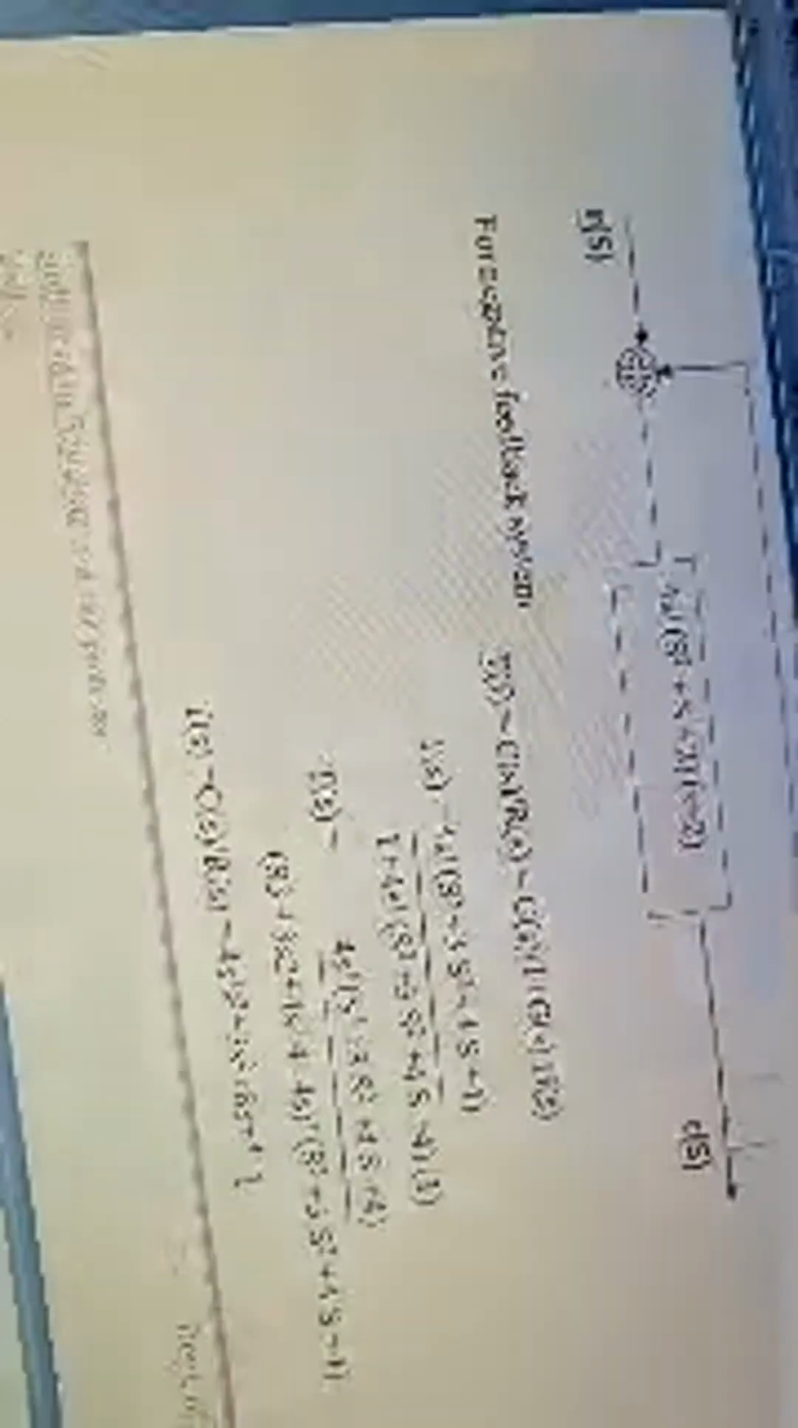After running, you can observe you get this result. This is exactly matching: 4s divided by s cube plus 3s square plus 8s plus 4. This is how we should do a simple MATLAB program using the mathematical approach, and this part should match. That is the main intention.